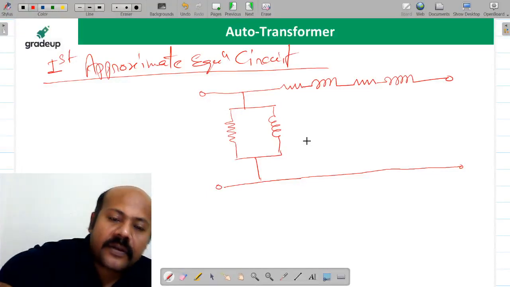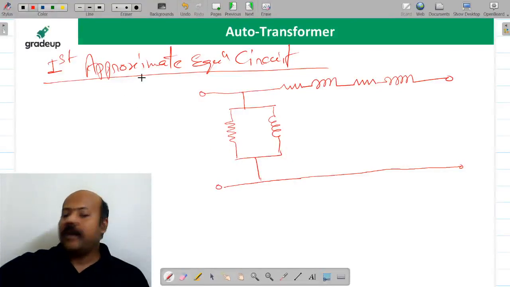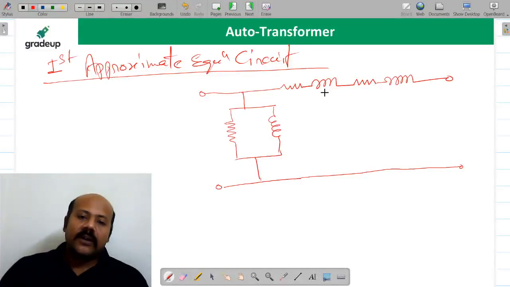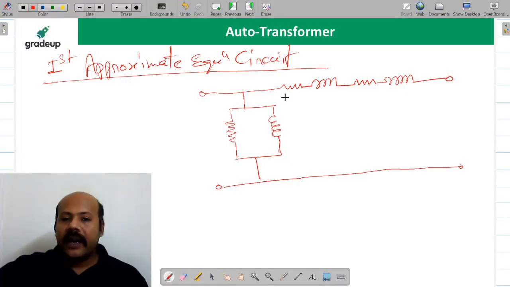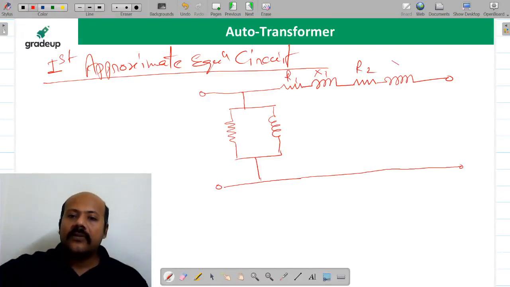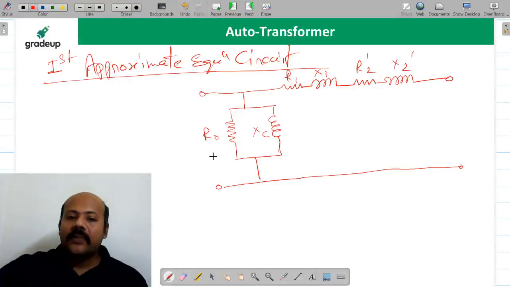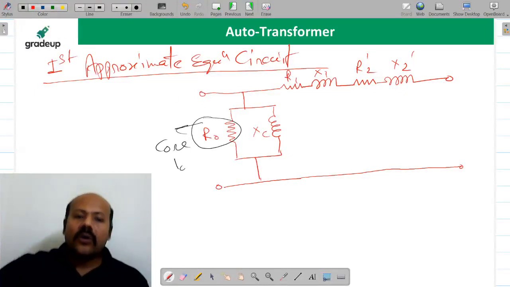Now just see here. First approximate equivalent circuit we want to see, but some of you will say, sir, you have just shifted the shunt magnetizing branch. What is so great in this transformation? Now if you see, what I have done: this is R1, this is X1, this is R2, this is X2, obviously dash, and this is R0 and this is XC. If you see closely, this R0 represents the core losses.